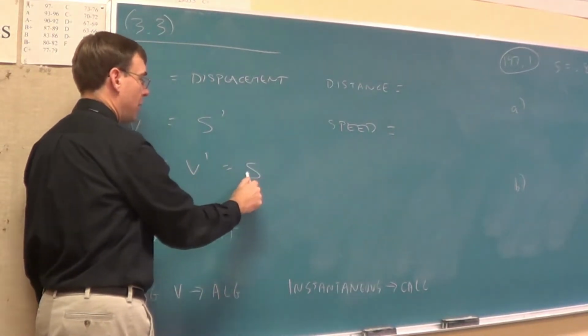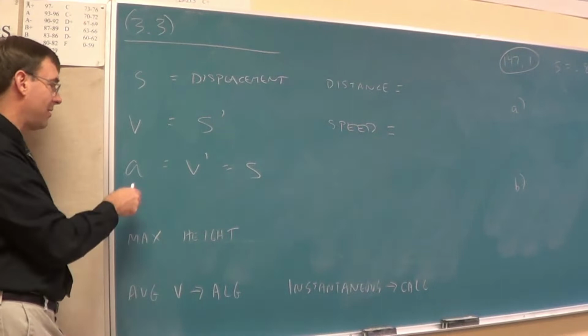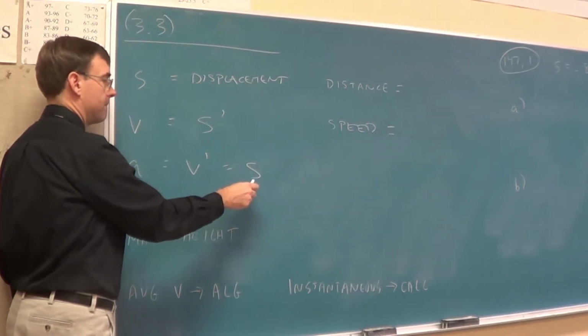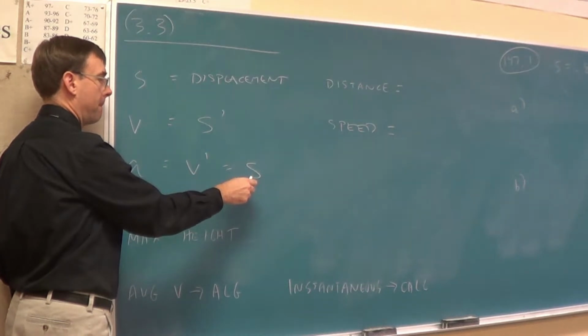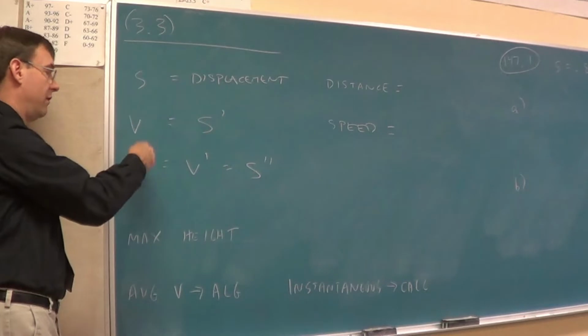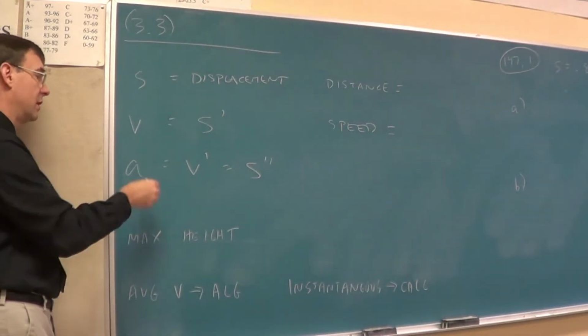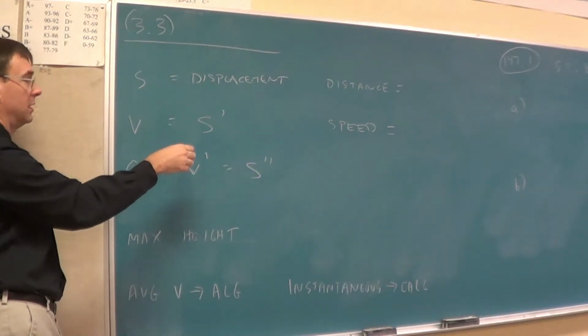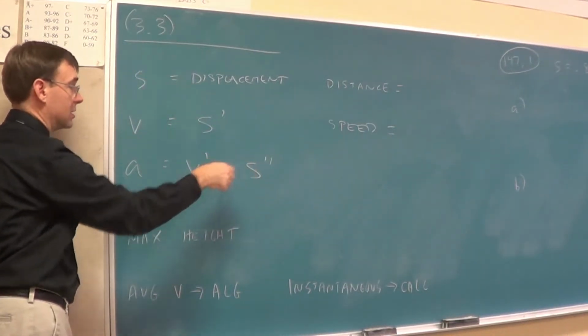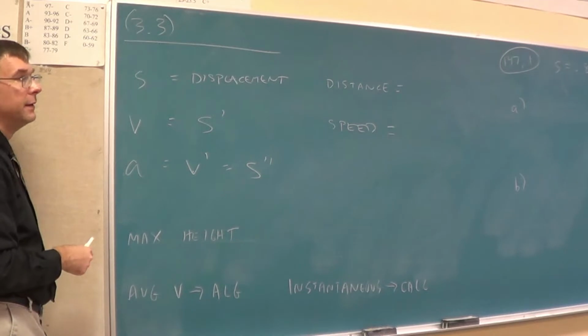Or, if you had to start from displacement, how could you get to acceleration? Second derivative. If we do the second derivative of displacement, that's also acceleration. Acceleration is the first derivative of velocity, which was the first derivative of displacement. So acceleration is the second derivative of displacement.